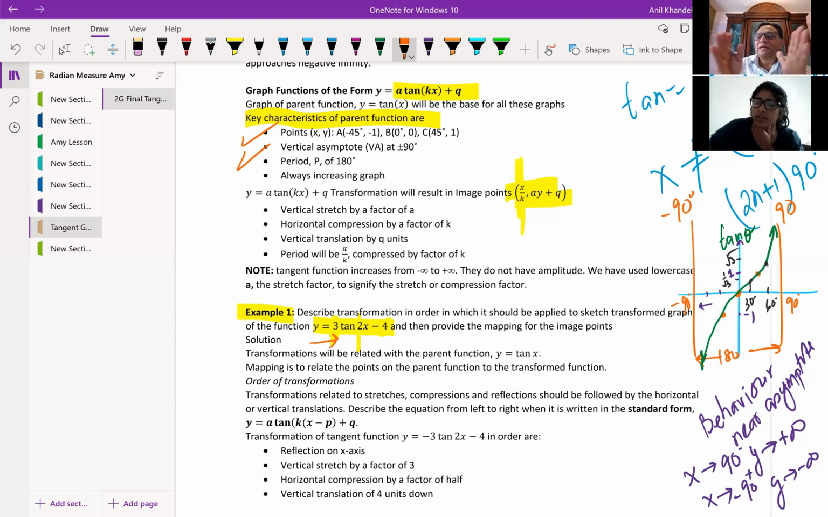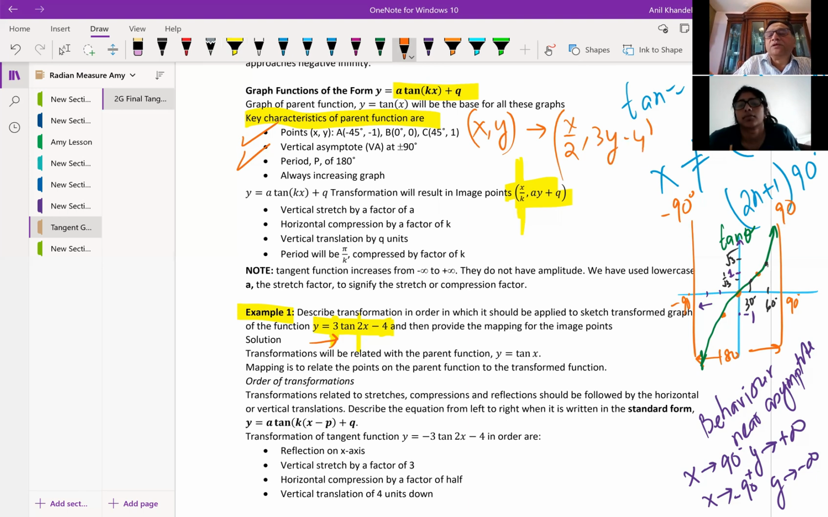I see. The whole thing horizontally gets compressed by a factor of half, and then we'll translate the whole thing 4 units down because it is -4. You get the idea. As far as the x and y coordinate points are concerned, you can very clearly see that the x values will now be corresponding to half of the earlier x values, and the y values will become 3y minus 4. Is that clear to you? So that becomes the mapping of the image from this transform function.